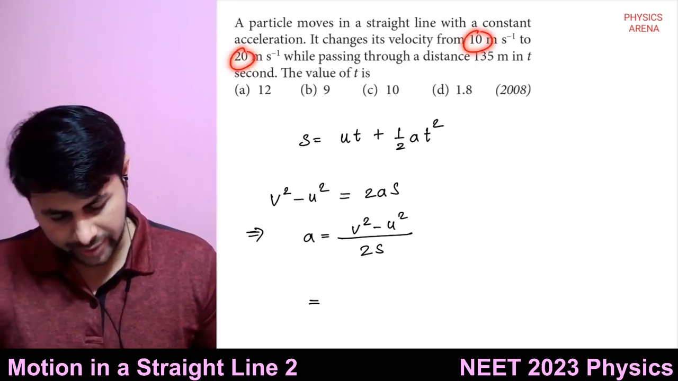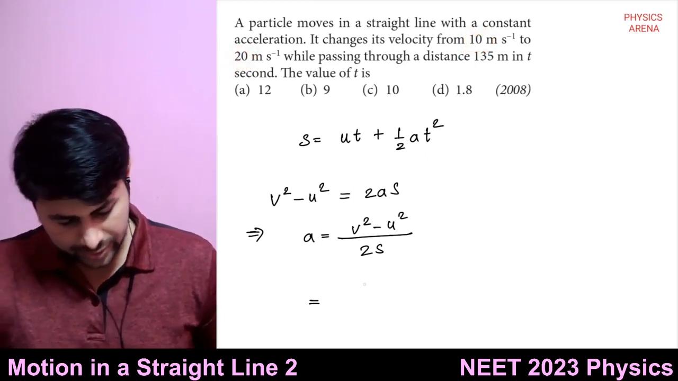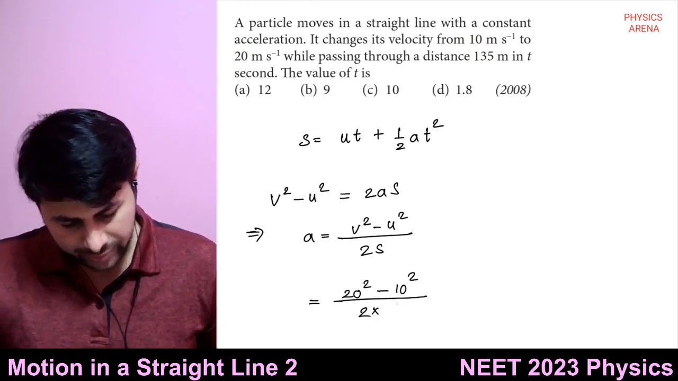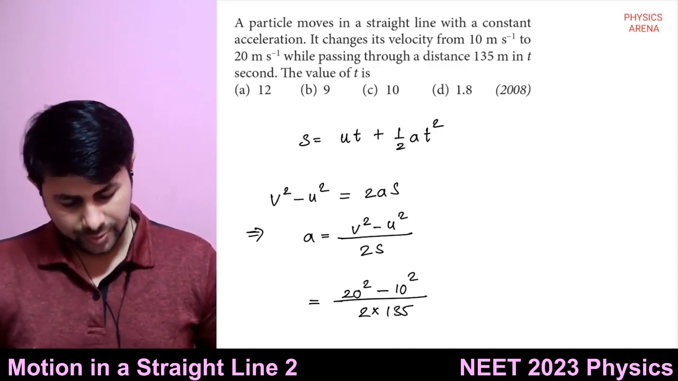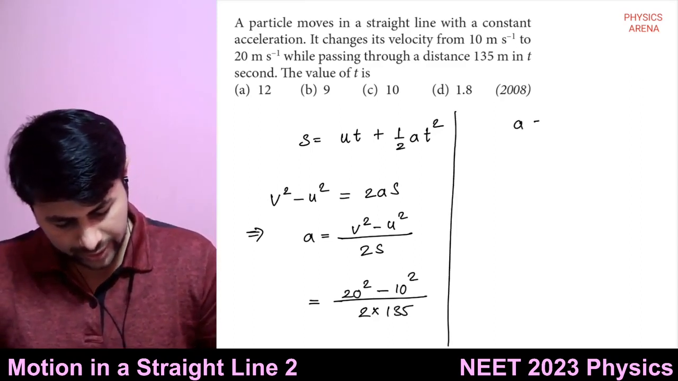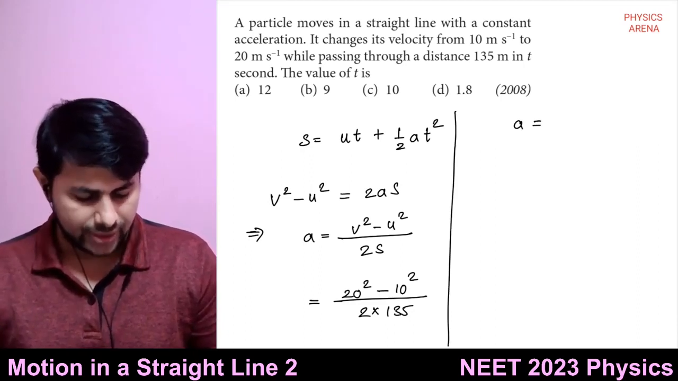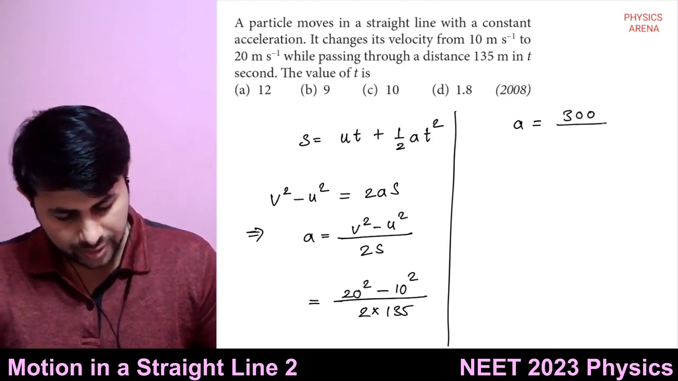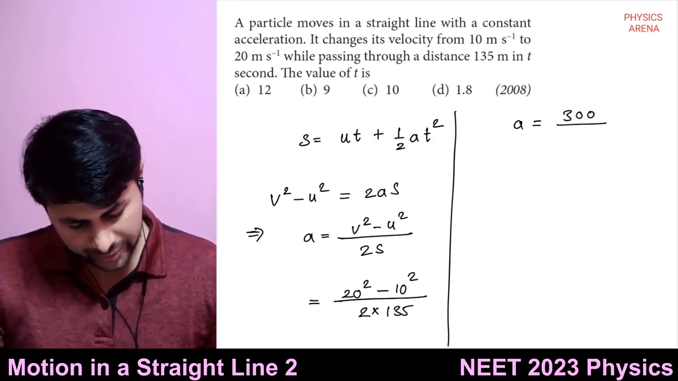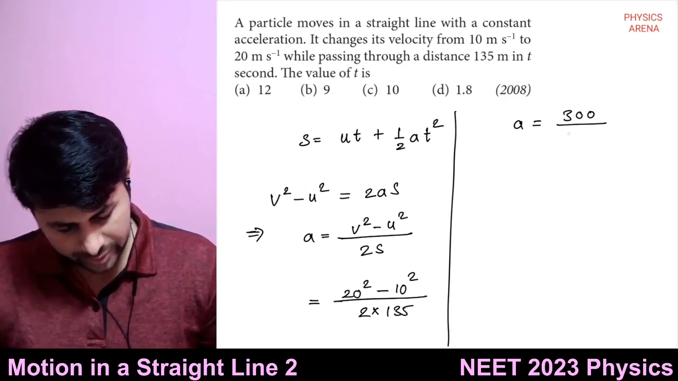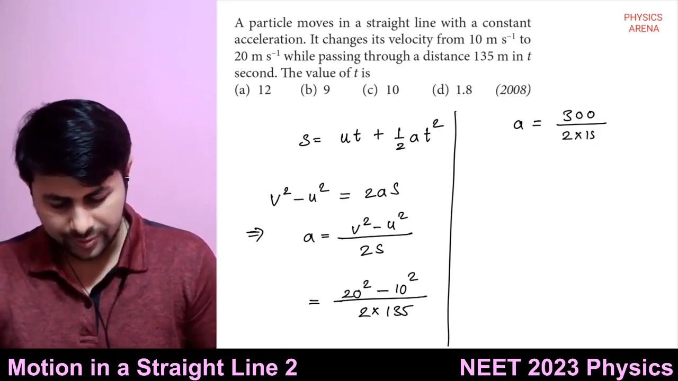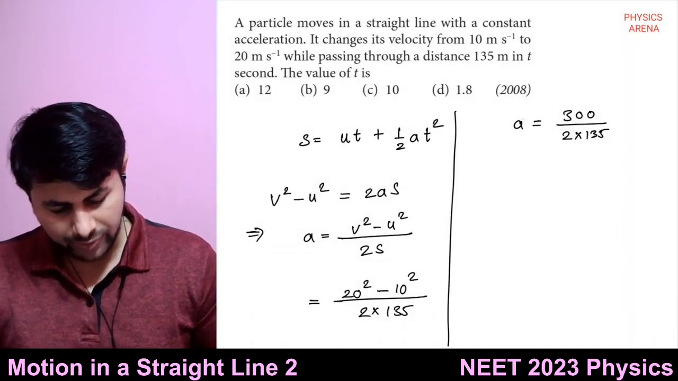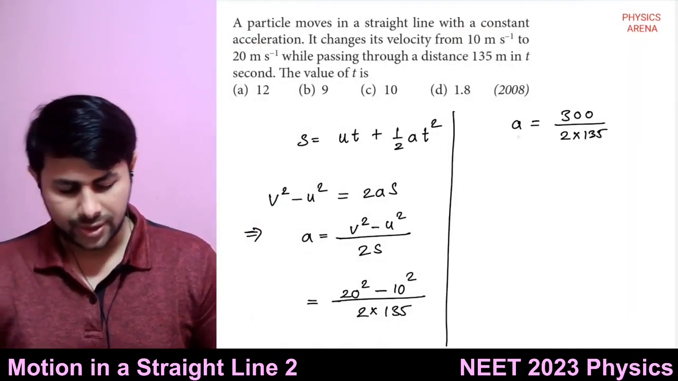20 square minus 10 square divided by how much? So 20 square minus 10 square divided by 2 times 135. Whatever it is. So a is equal to 20 square is 400 minus 10 square is 100, so 300 divided by 2 times 135. Let's keep it as it is. Now you know the initial velocity, you know the final velocity, and you know the acceleration.